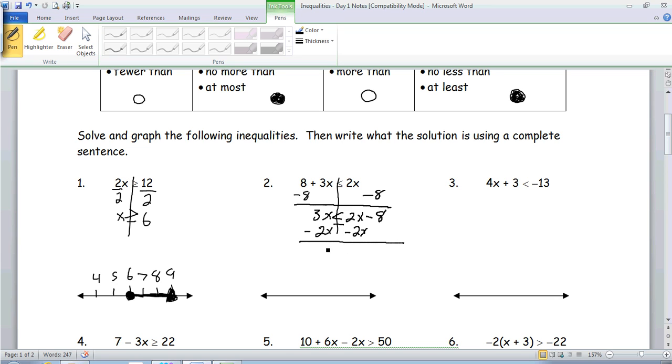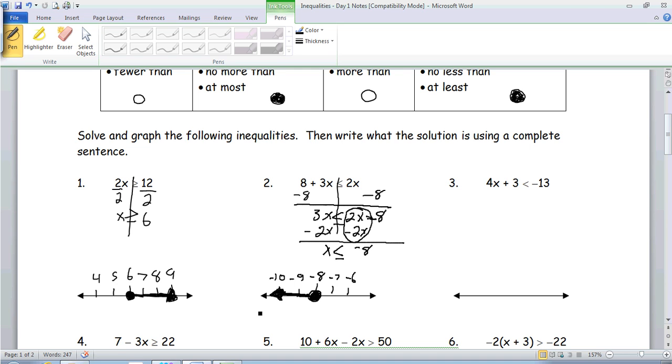So 3x minus 2x gives me just x is less than or equal to. These cancel out, not the negative, and I must bring down the negative 8. So I'm going to come up here. This will be my negative 8, negative 7, negative 6, negative 9, negative 10. Alright, so I have the equal sign, so I'm going to use the circle and fill it in. And then I'm going to go in the direction of my inequality.